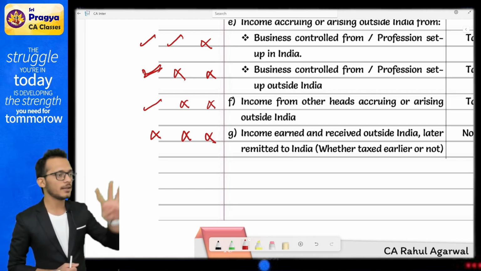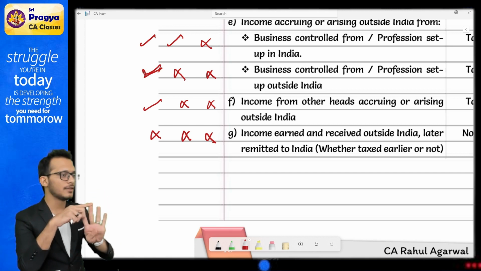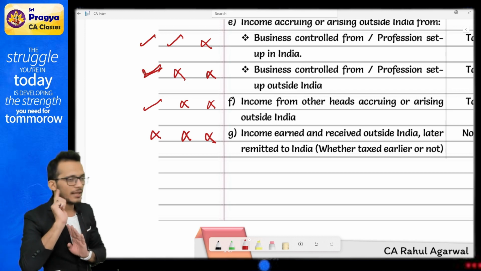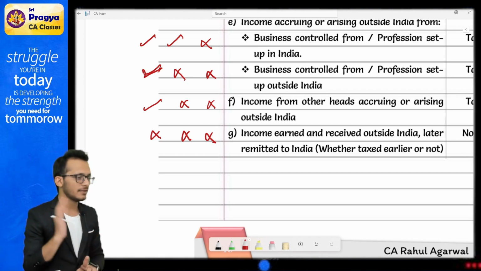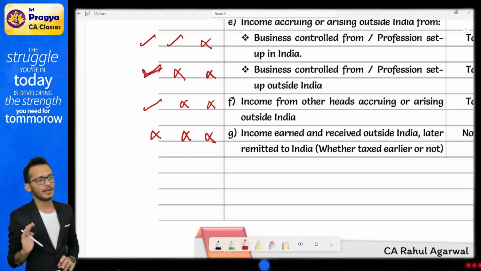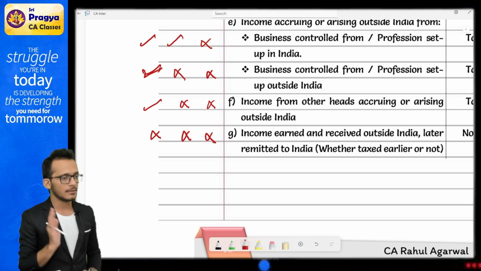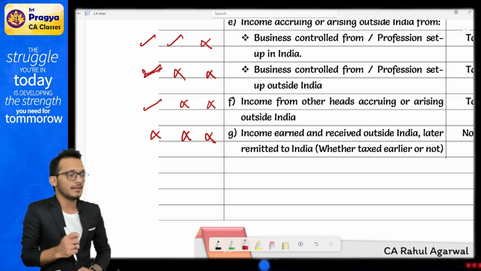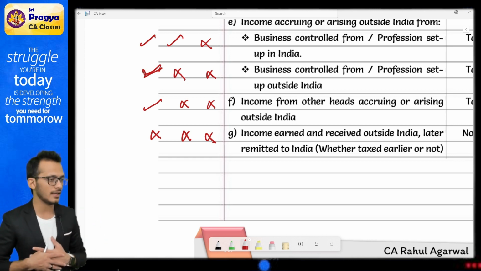In the scope of total income, we learned about four words. One is income received in India, deemed to be received in India, accruing or arising in India, deemed to accrue or arise in India. Income received in India is straightforward. You get the money in your India account, it is income received in India. Income accruing or arising in India is a straightforward case. Your business is in India, therefore it is accruing or arising in India. Income deemed to be received in India covers all those cases under salaries. When we go to salaries, we'll discuss it.